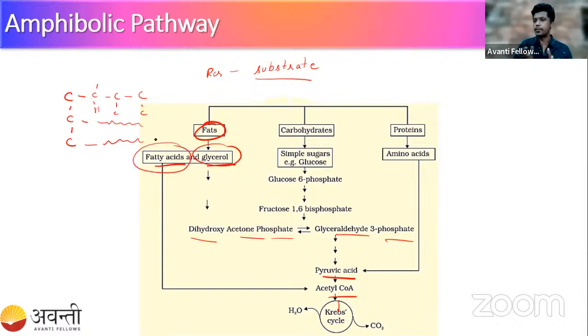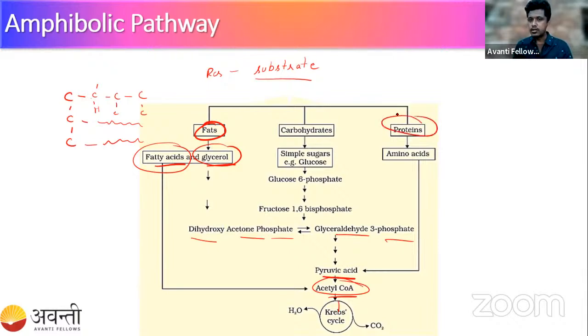The fatty acids that are produced are directly converted into acetyl-CoA. And again, acetyl-CoA, you know that it goes into the Krebs cycle, and then it goes to the electron transport chain for the production of ATP. Done? So we understood how fat utilization is happening in our body.